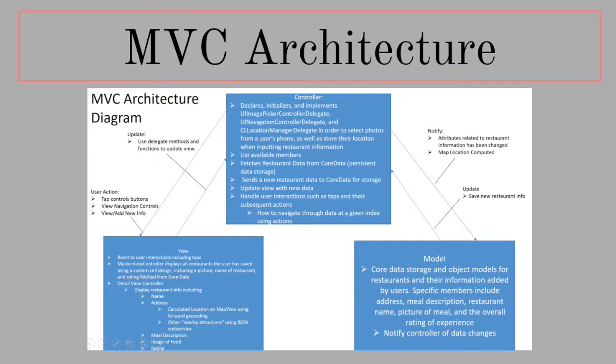Now I will talk about some of the connectivities and communications between the 3 areas. The controller communicates with the view by using delegate methods to update the view. The view communicates with the controller by sending information about the user's actions, including taps and swipes. The model communicates with the controller in order to update the controller with new core data information or updates the core data objects, and vice versa. The model and the view do not communicate.